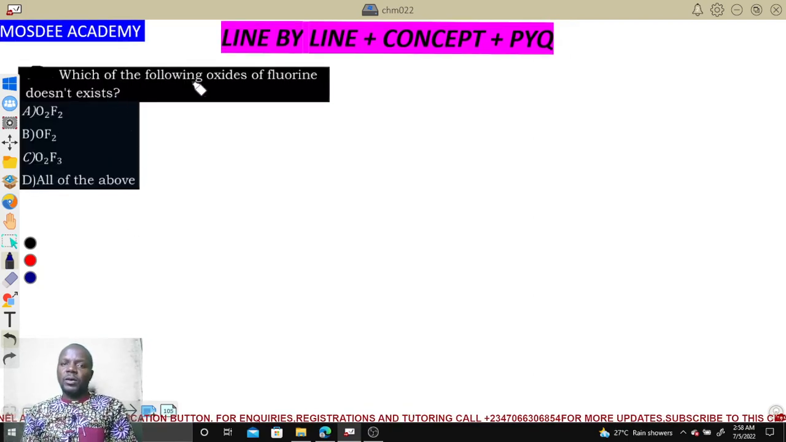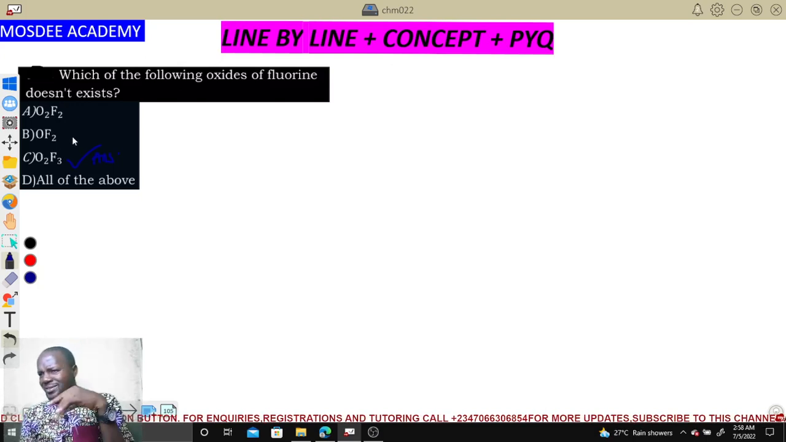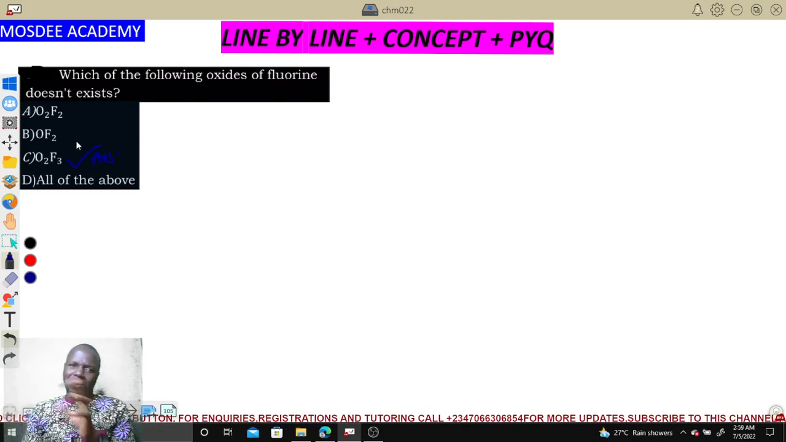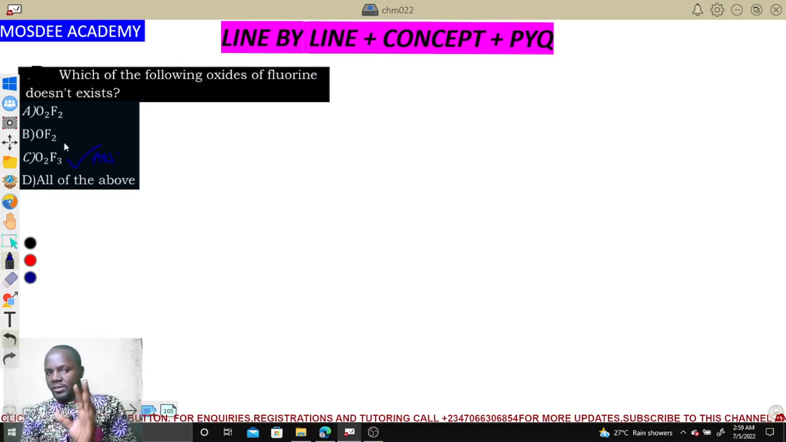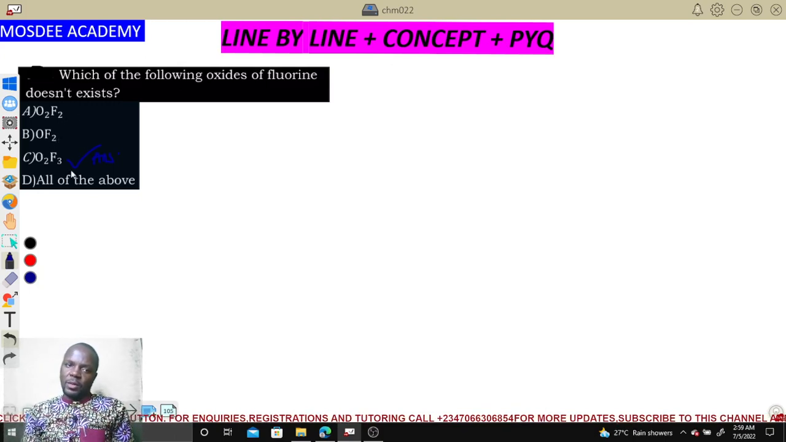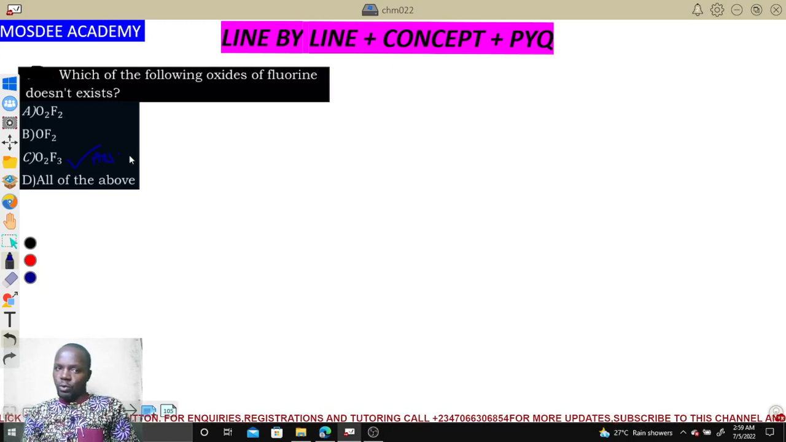The next one is, which of the following oxides of fluorine does not exist? I told you the fluorine oxides are O2F2 and OF2. I talked about that the other time. So this does not exist, so this is the answer. In fact, this one is said to be not stable, while this one is stable at a temperature of about, I think, 273 or 573, something around that. So this is unstable and this is stable. So there's nothing like O2F3. That is just a logic to remember.